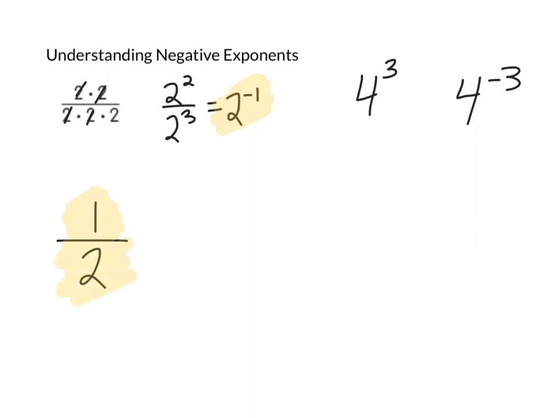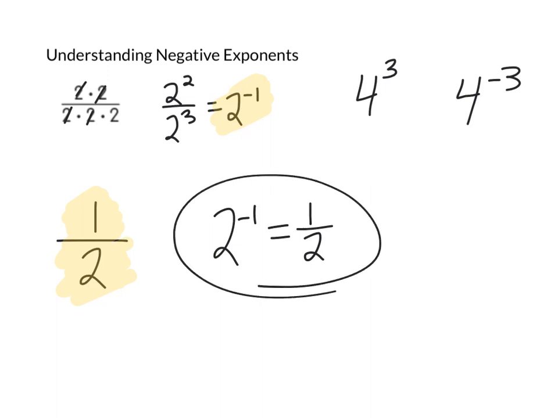That must mean that those two answers are equivalent. And they are. 2 to the power of negative 1 is equal to 1/2. Go ahead and try it in your calculator. In your calculator, type in 2 to the power of negative 1, and it will give you 0.5, which is 1/2. These two things are equivalent to each other. There's a key concept for understanding negative exponents.